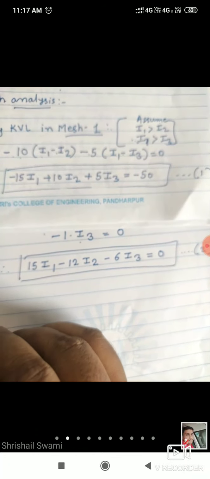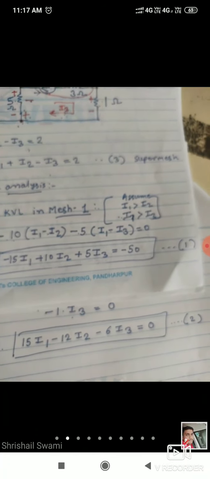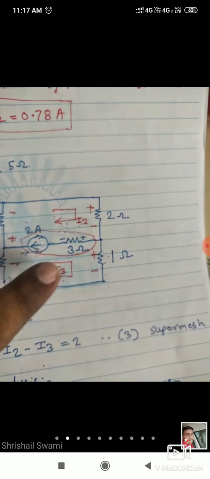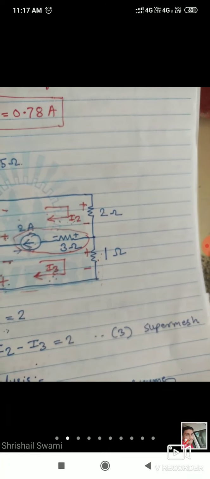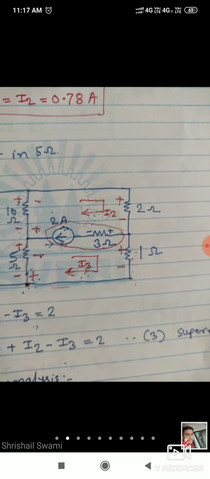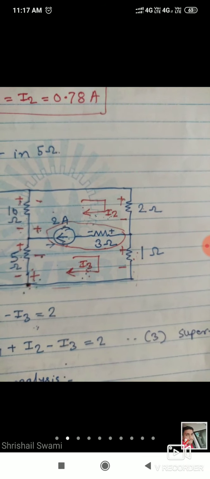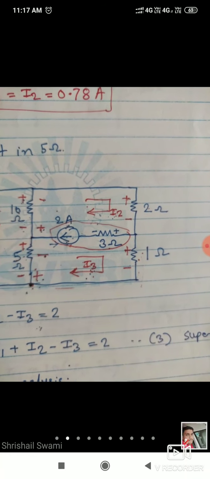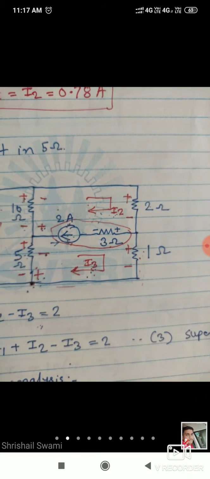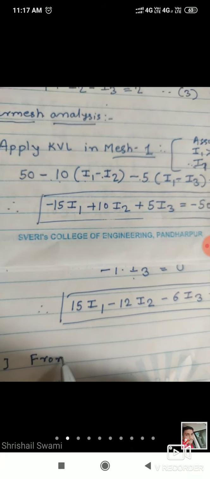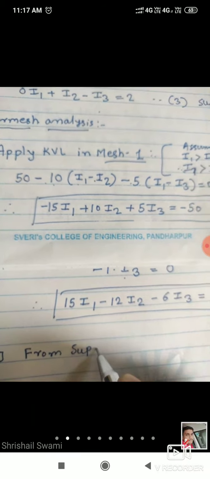Now the third equation. You already applied KVL for this loop, and already applied KVL for the outer loop by leaving the central part because that is a super mesh. So how to get the third equation? How many unknowns are there? 3: I1, I2, I3, and we have only 2 equations. We cannot find 3 unknowns using 2 equations, so we need at least one more equation. That one more equation we will get from the super mesh. So I will write from the super mesh. That is step number 5 in super mesh analysis.